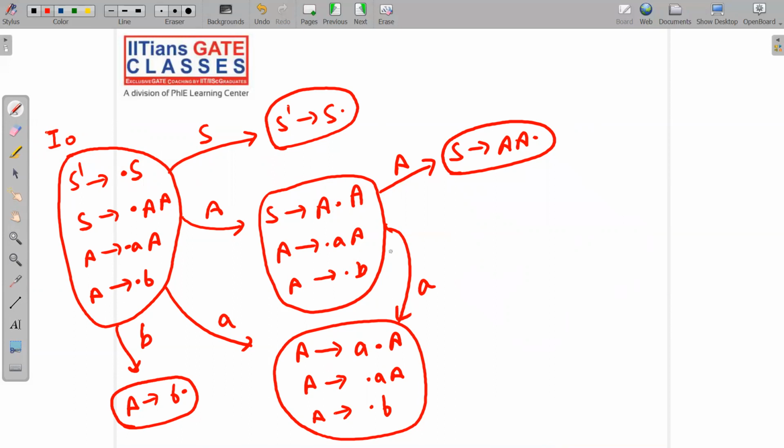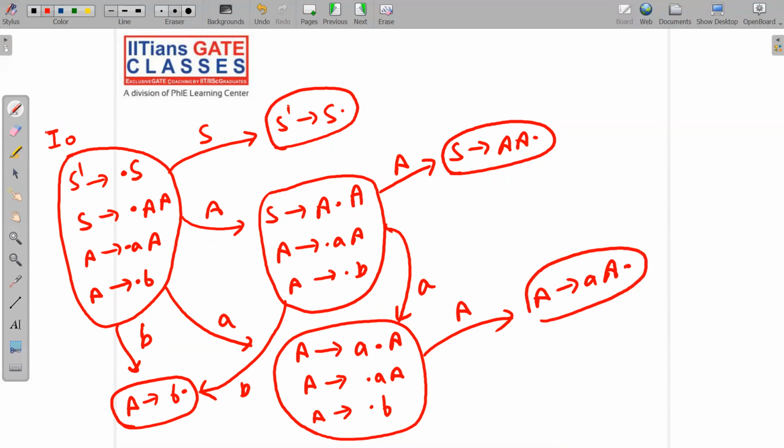On reading small b, see carefully, where will we go? A implies B dot, which is already present, so go here. On reading small b, you will go here. Now there is no scope of movement. Everything we have read, capital A and small b. Now come here, on reading capital A. In this production, we will read capital A. On reading capital A, where will we go? A dot. This is your final item.